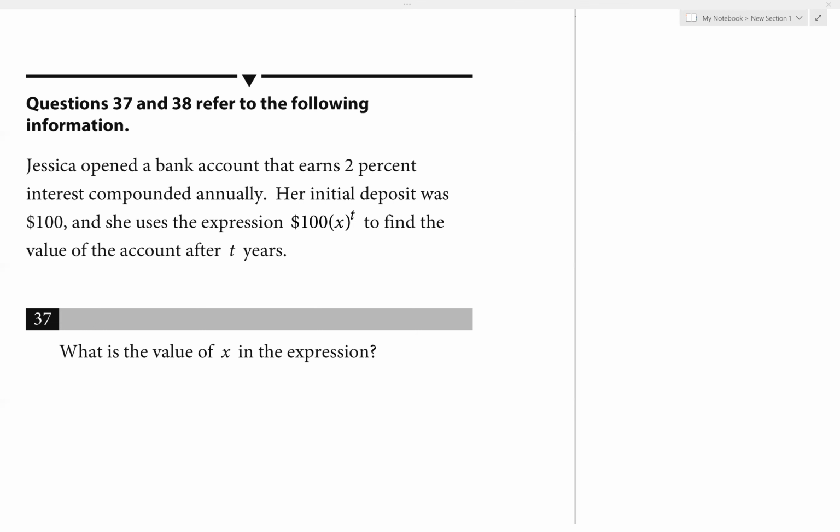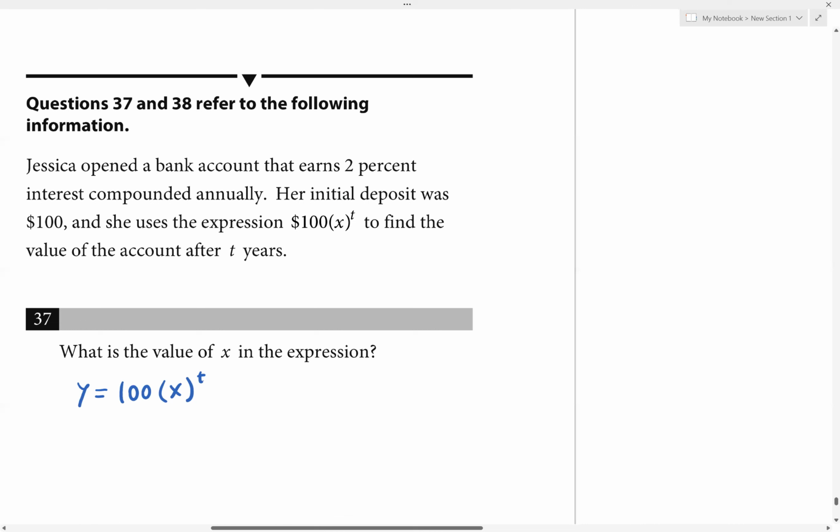All right. So this question is a compound interest question. We know the value in the account will increase by 2% each year, and this value is compounded annually. So this is an exponential growth, and we relate this to an exponential growth model. We have the value in the account, let's just say that's y, and it should equal 100 times x to the t power.